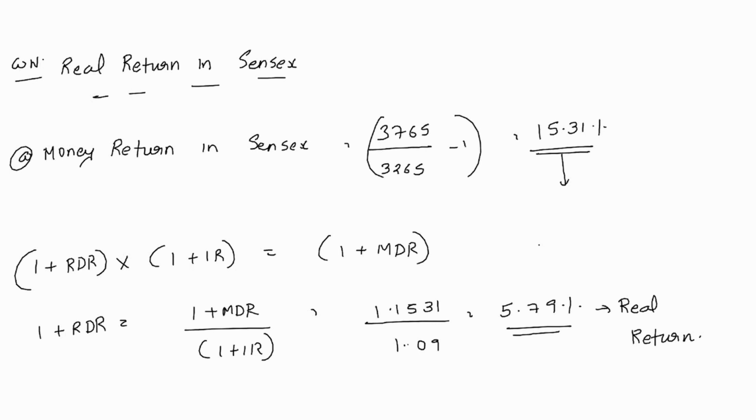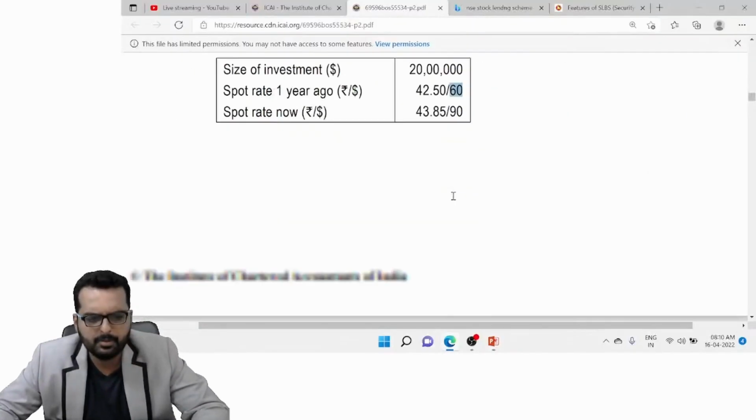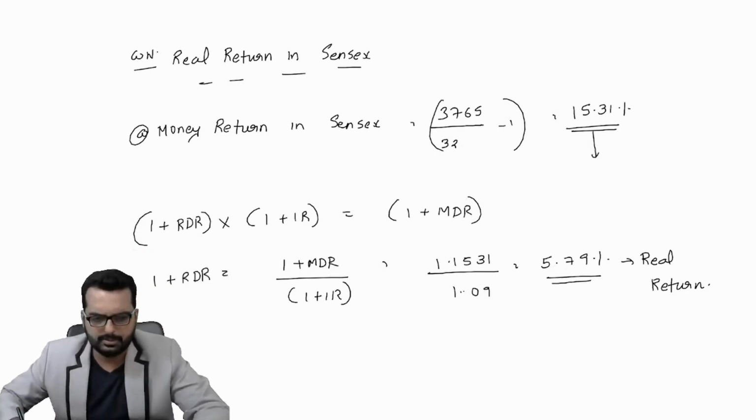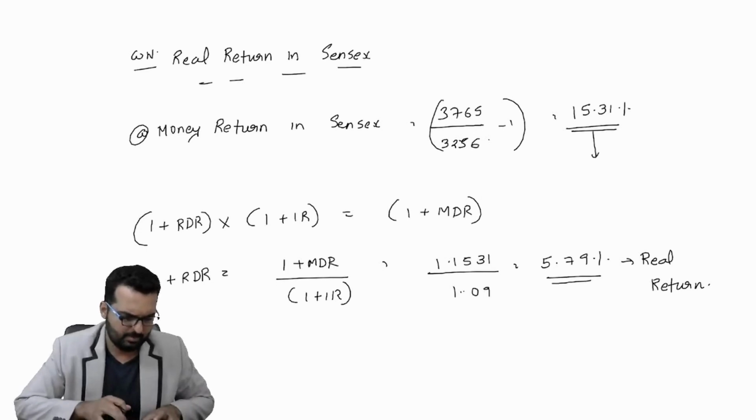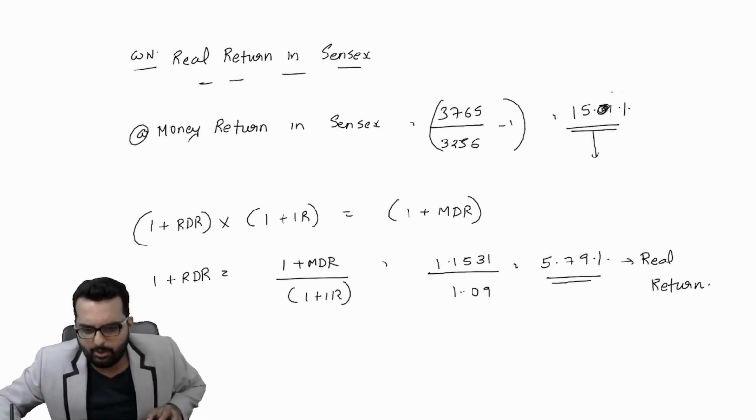Are you all done writing this? Have I done a mistake? Is it 3256? I'm so sorry. I have taken 3265 by mistake. Thank you for correcting me. Will the answer change? Just check and let me know. It will be 3256. It will be 15.63 over here.